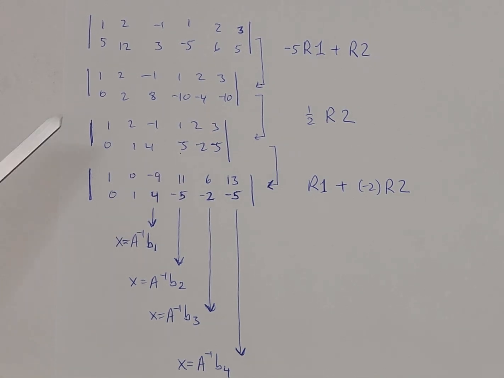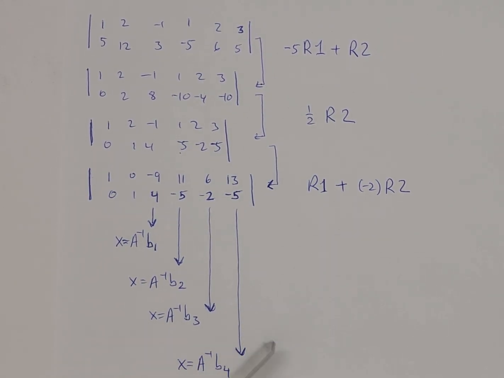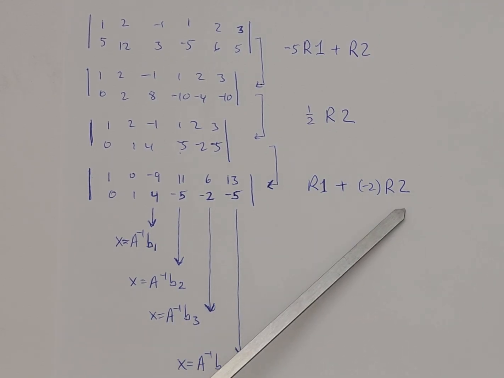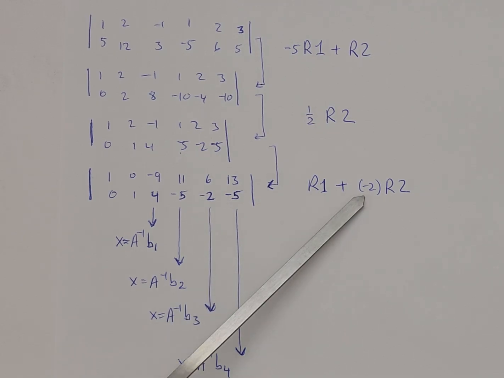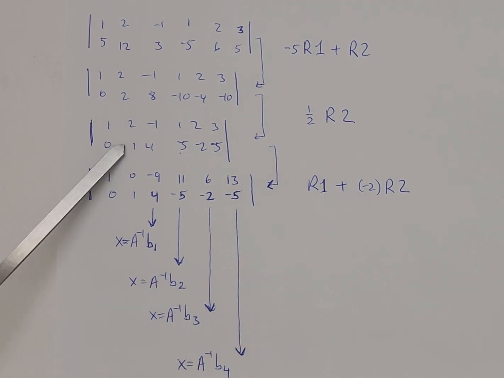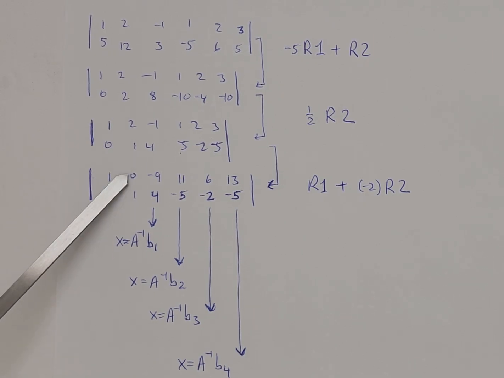Okay. Next, we need this right here to be a 0. As you can see right here, we need this spot to become a 0. So the opposite of positive 2 will be negative 2. So we're going to do negative 2 times row 2, add to row 1. Negative 2 times 1 gives me negative 2. 2 plus negative 2 gives me this 0.